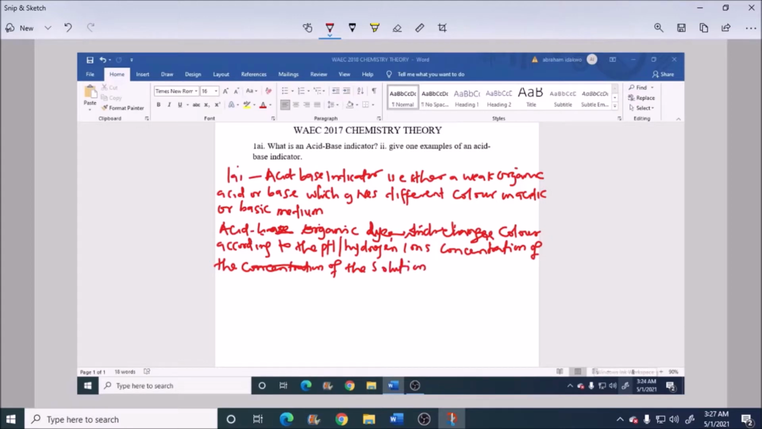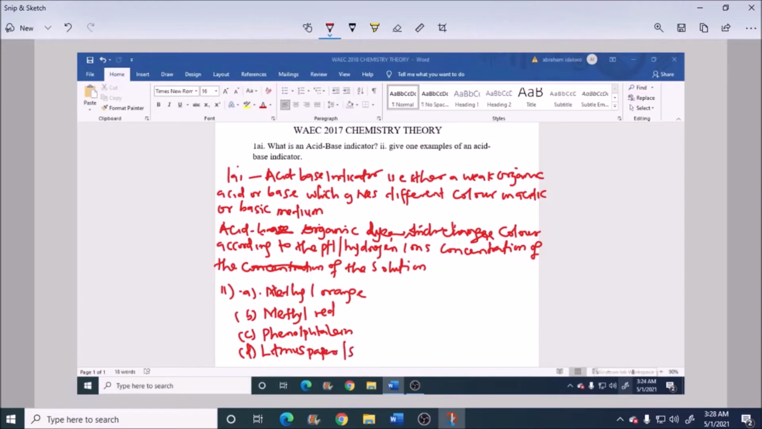Then we are asked for examples of an acid-base indicator in Roman figure 2. We have so many indicators. Number 1, we have methyl orange as one of the indicators. Then we still have methyl red, one of the indicators. We have phenolphthalein as one of the indicators. We have litmus paper or solution.